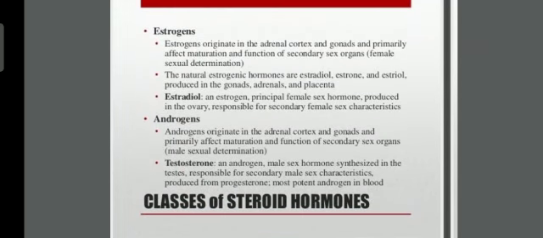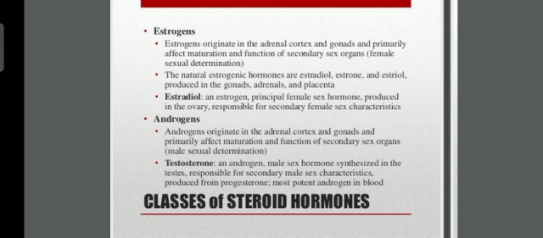Next one is the estrogens. Estrogens originate in the adrenal cortex and gonads, and primarily affect the maturation and functions of the secondary sex organs, the female sexual organs. The natural estrogenic hormones are estradiol, estrone, and estriol, produced in the gonads, adrenal, and placenta. Estradiol and estrone are the principal female sex hormones produced in the ovary, responsible for secondary female sex characteristics.